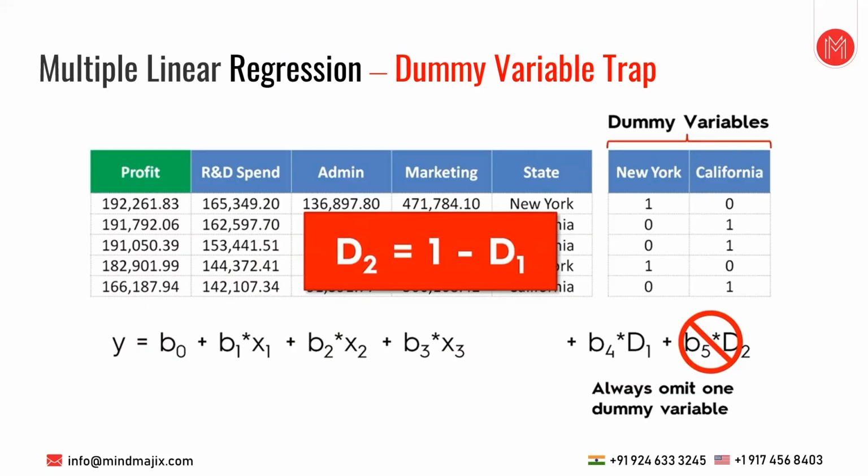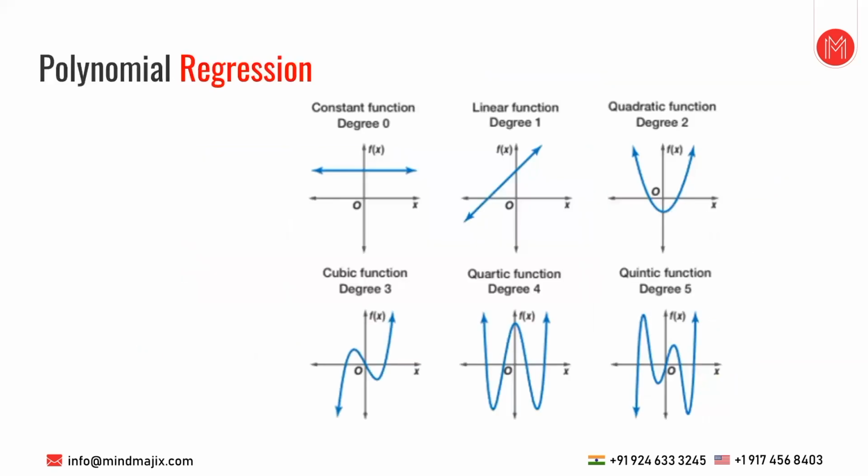So otherwise, in this multiple linear regression, gradient descent works similarly to simple linear regression. So that's how the multiple linear regression should be completed here. And let's talk about polynomial regression. So what is polynomial regression?